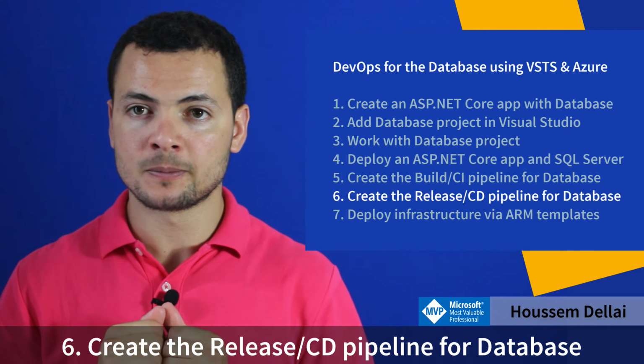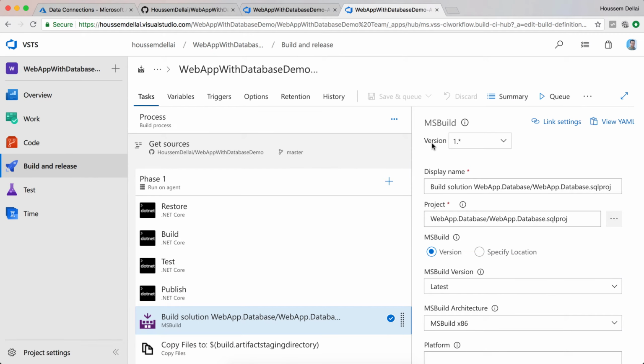that database. Hi developers, in this video we'll learn how to create the CD pipeline for a web app and a database project. So we'll be publishing our ASP.NET Core MVC application to a web app on Azure, and also we'll be publishing the changes to our SQL Azure database using the DACPack file.